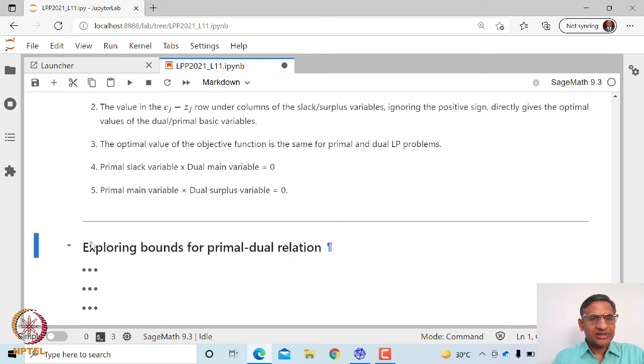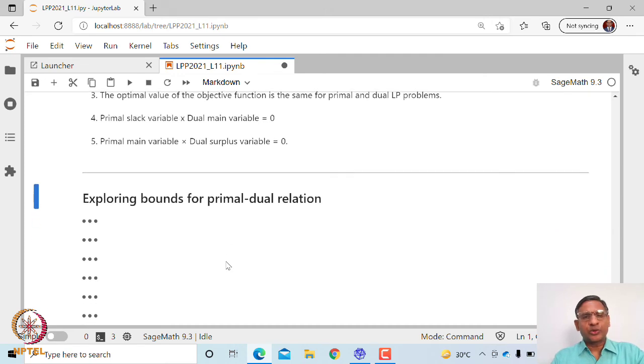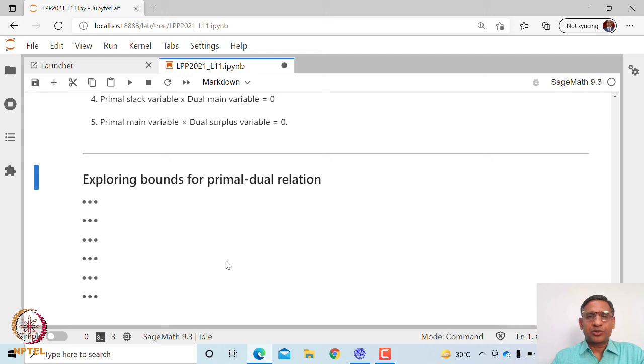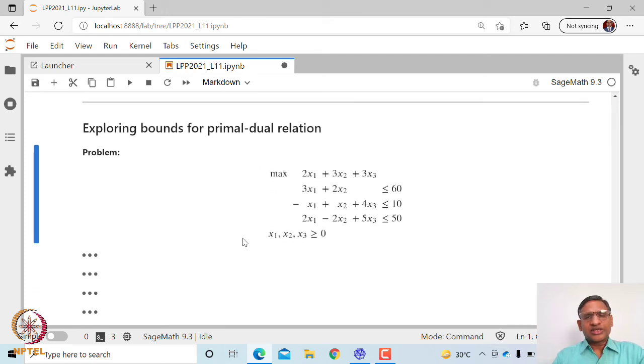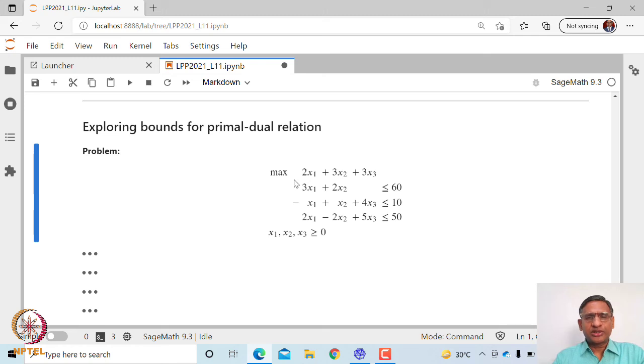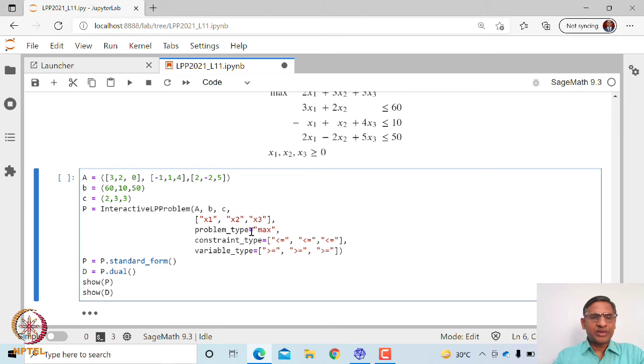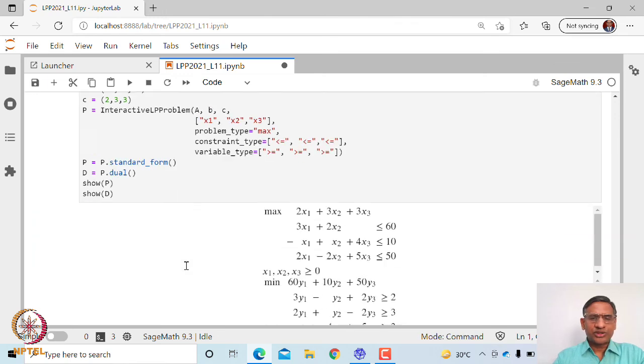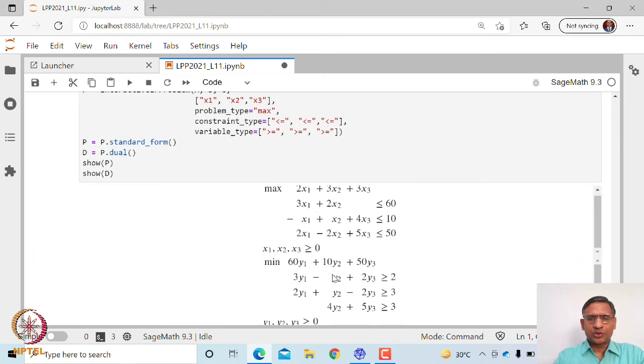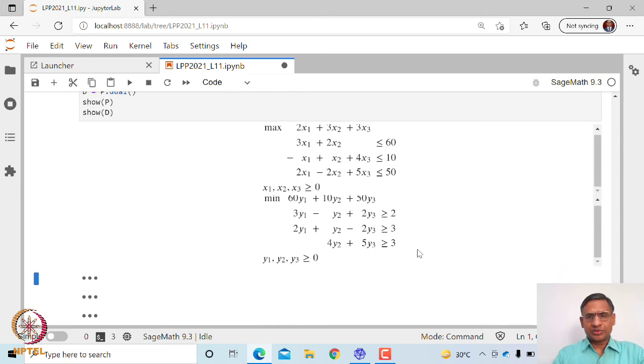Let us explore the bounds on the primal-dual pair. Let us consider this problem in three variables. Maximize 2x1 plus 3x2 plus 3x3 subject to these three constraints, which are less than or equal to constraints, and then let us write down its dual. So this is the primal, this is the dual.